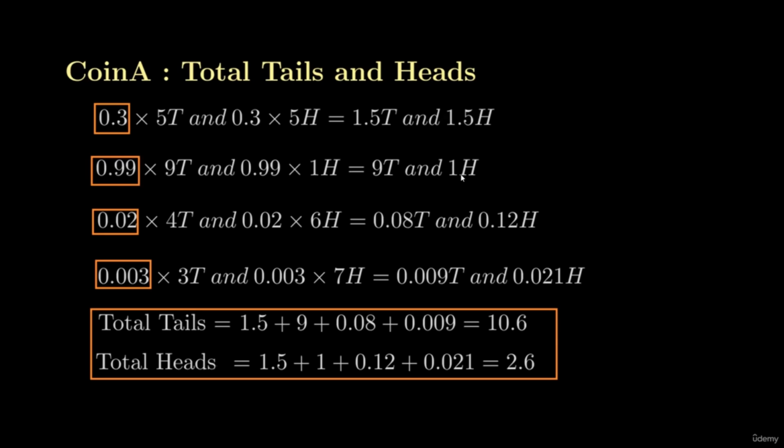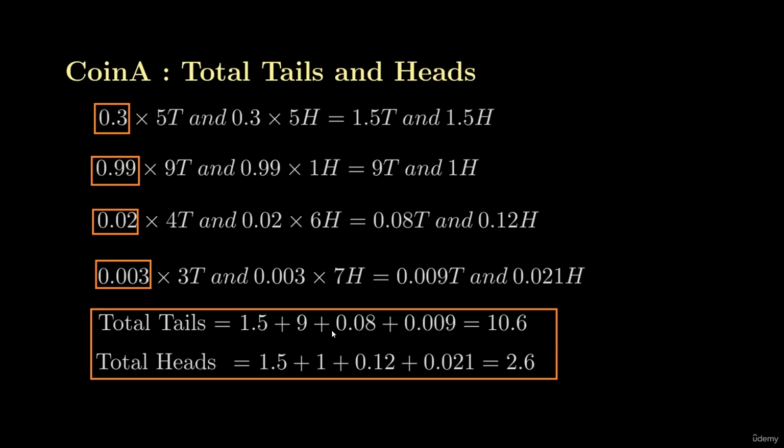So we multiply the normalized value with the 9 tail and 1 head, and then we will get 9 tail and 1 head. Here, this is the normalized value for coin A after trial 3. So we multiply this value with the 4 tail and 6 head, because in trial 3 we had 4 tails and 6 head. So we will get 0.08 tails and 0.12 head. This was the normalized value for coin A after trial 4. We will multiply this with 3 tails and 7 head, because we remember that in trial 4 we had 3 tails and 7 head. So if we multiply this with 3 and this 0.003 with 7, we will get these values. Now add all the values of a tail.